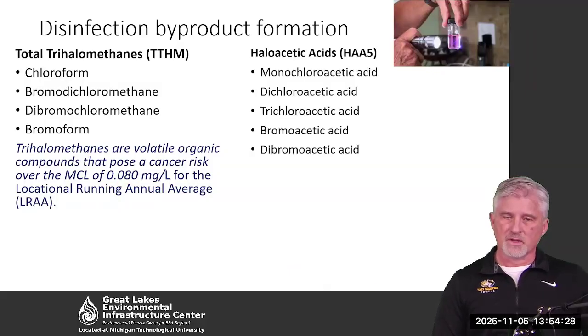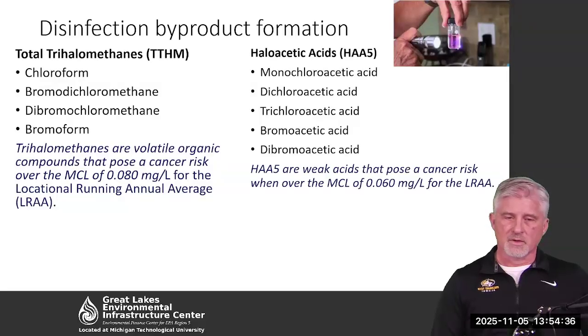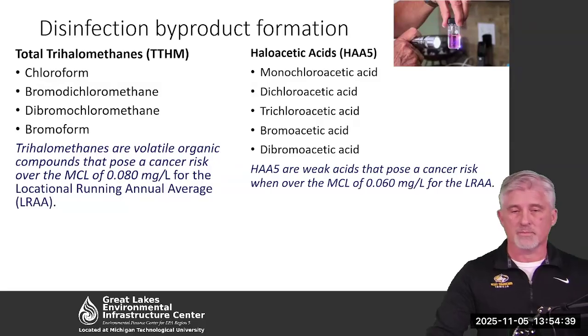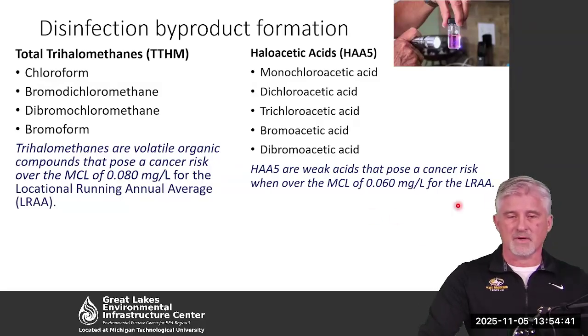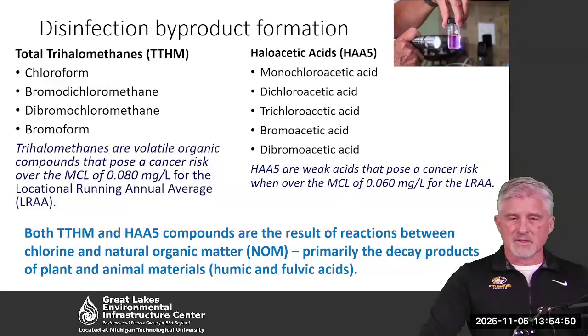And the same thing is done with the other set of compounds, the haloacetic acids. These are those 5, and they're weak acids that also pose a potential cancer risk if that locational running annual average is above 0.06 parts per million. And water naturally has organic matter in it. And if we can filter them out, that's better. But they're found in just about all surface waters at some levels.